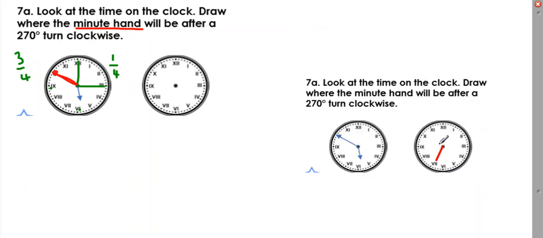So your minute hand should finish at 7, because if we draw it on this clock first of all, if we start here and move 3 numbers, we've got 1, 2, 3, that's 1 quarter turn, 1, 2, 3, that's 2 quarter turns, 1, 2, 3, that's 3/4 turns. Therefore that is where your minute hand would finish. Well done if you got that one correct.